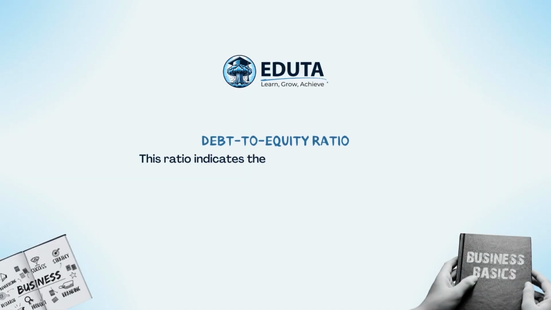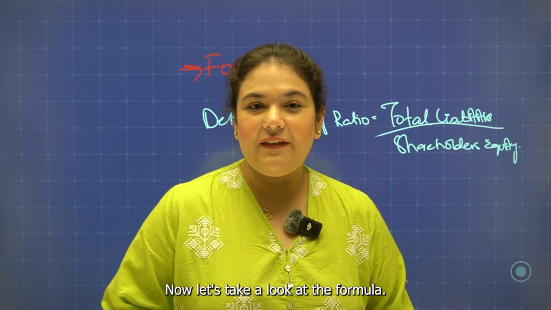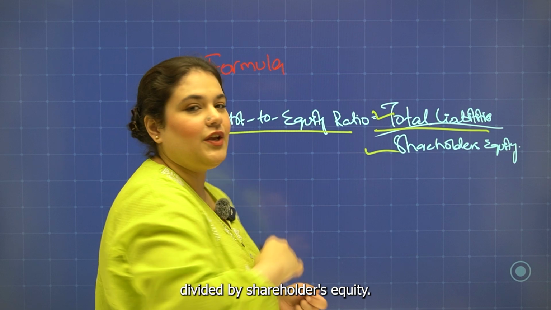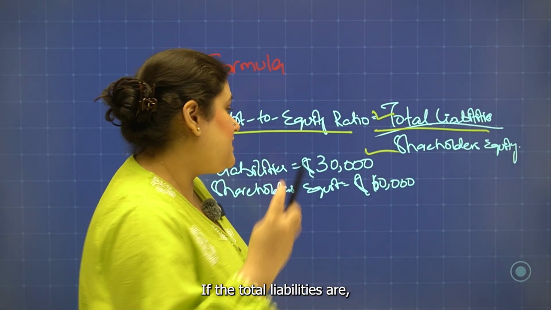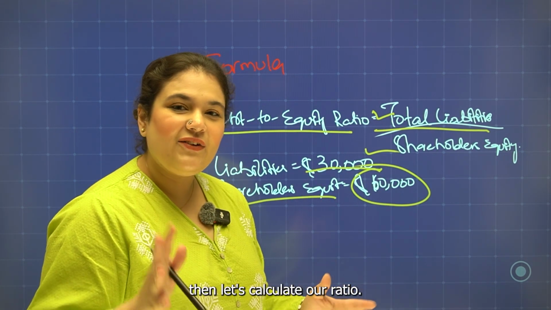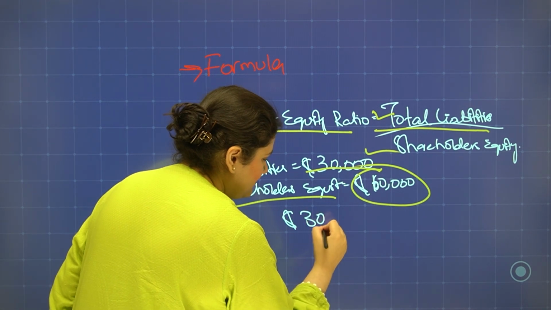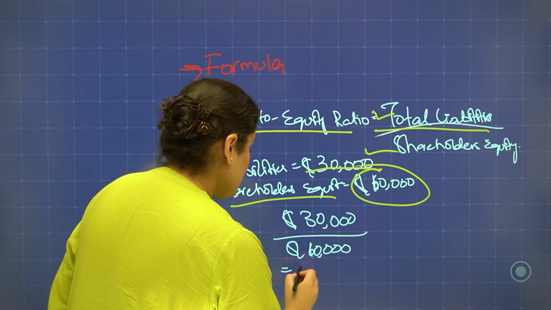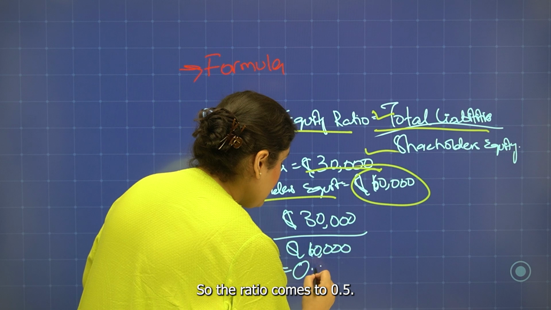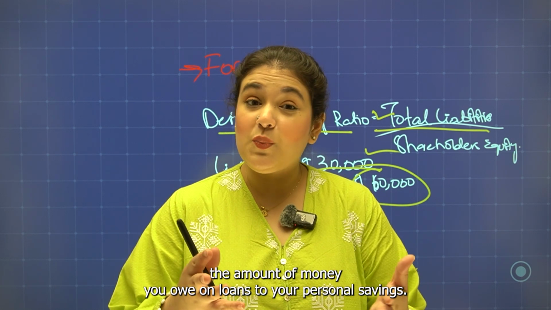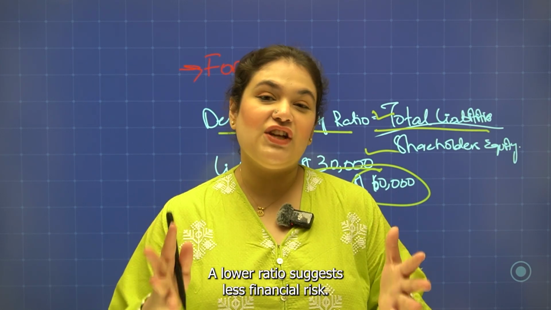Solvency ratios. Debt to equity ratio. This ratio indicates the proportion of equity and debt a company is using to finance its assets. Now let's take a look at the formula. So its debt to equity ratio equals total liabilities divided by shareholders' equity. If the total liabilities are, say, $30,000 and shareholders' equity is, let's say, $60,000, then let's calculate our ratio. So the ratio comes to 0.5. This ratio is like comparing the amount of money you owe on loans to your personal savings. A lower ratio suggests less financial risk.